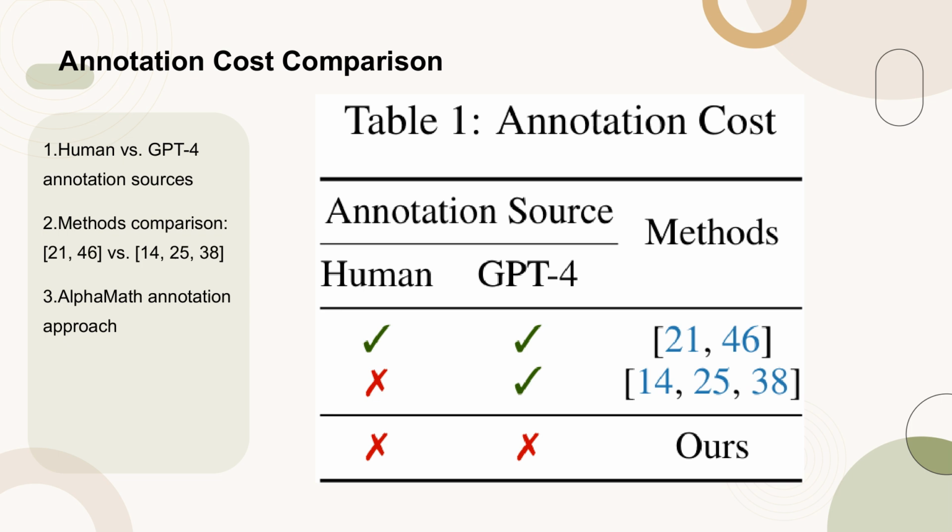It highlights the methods used by 21, 46, and 14, 25, 38, and introduces the annotation approach of AlphaMath. This table is crucial for understanding the different strategies employed in obtaining high-quality process-supervised data, which is essential for enhancing the mathematical reasoning capabilities of large language models.